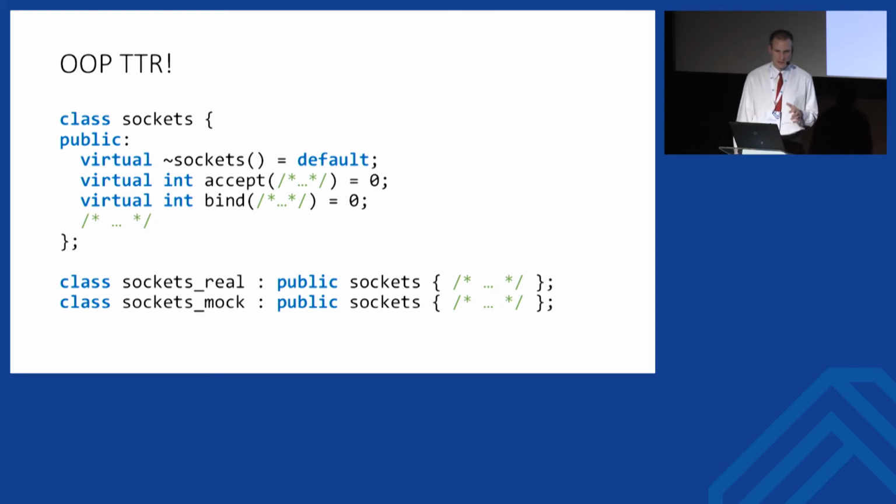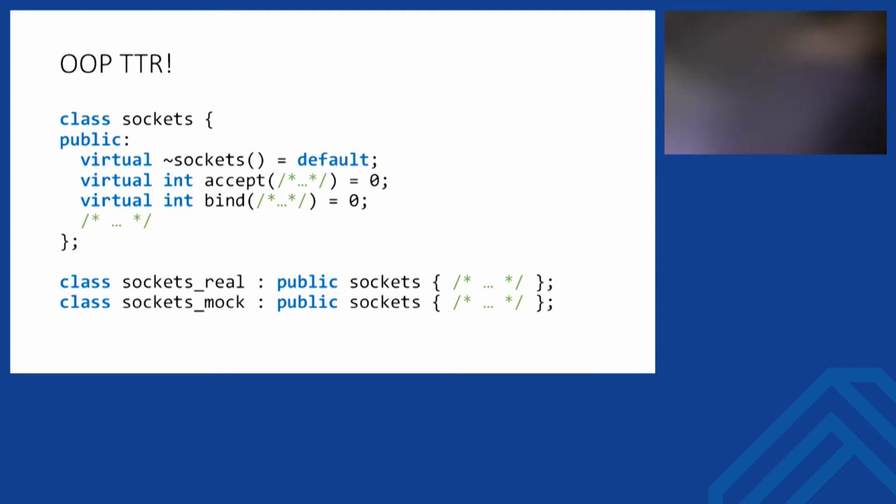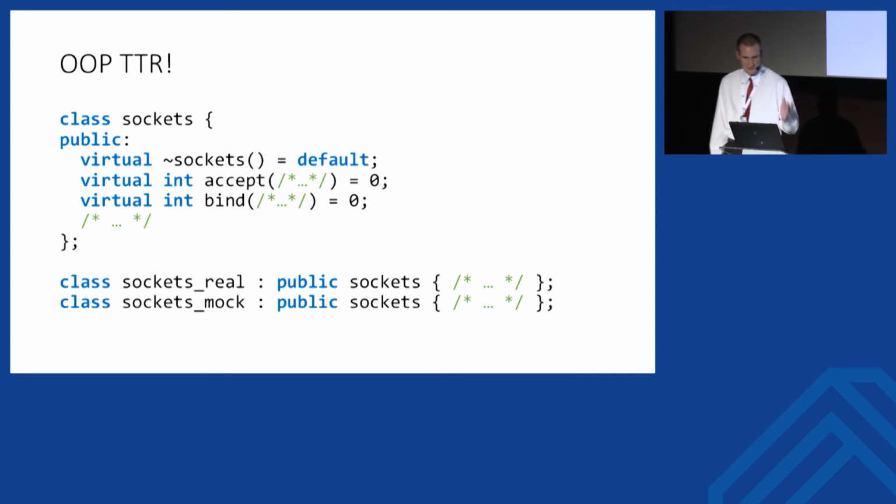Now, this problem of the external API could be solved with a classic object-oriented approach, right? Instead of using global functions, you introduce an interface which covers those functions. Like you could, for example, have a socket interface which has an accept function, a bind function. They will probably, for simplicity, have exactly the same signatures as their corresponding global versions.